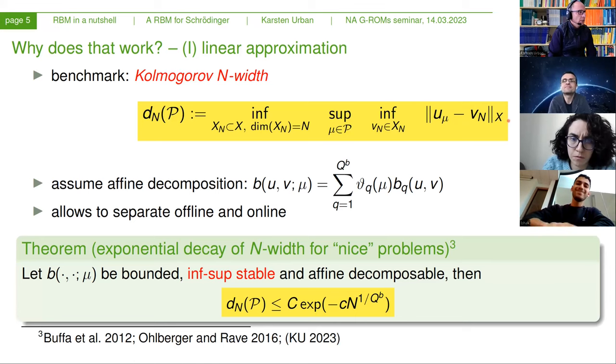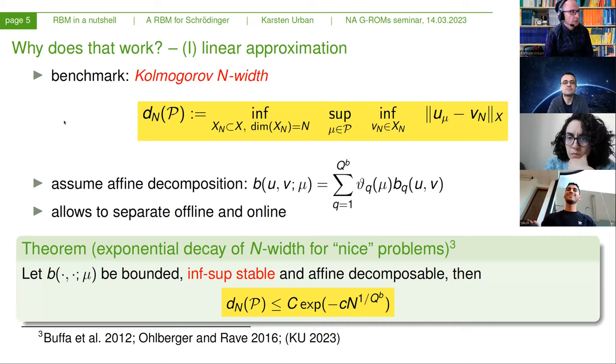So it's not the n-width of the set P. It's really the n-width of the set of all solutions as a subset of the trial space. So in our case, this is L2 in space and time with values in the complex numbers.